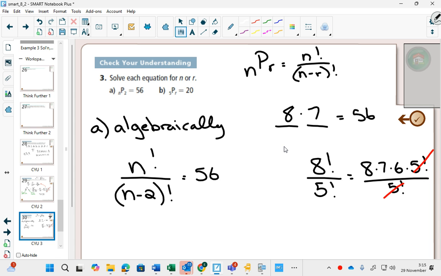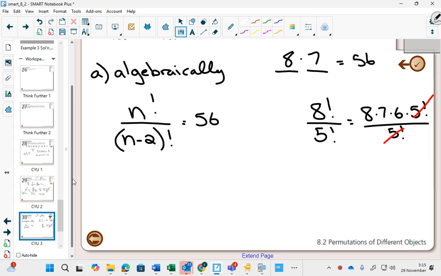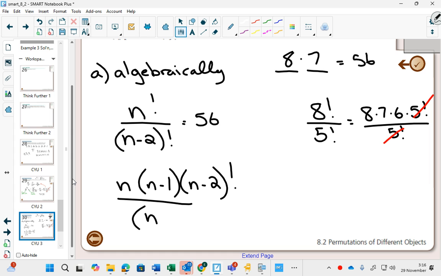It's the same with variables. Which is bigger, n or n minus 2? n is bigger. So we start with the bigger one, which is the n, and we multiply by 1 less, which happens to be n minus 1, and we keep going down by 1 until we get to what's on the bottom. In this case, 1 less than n minus 1 is n minus 2, and I'd say, hey, wait a second, that's what I have on the bottom. Those will simplify away, and it's equal to 56.